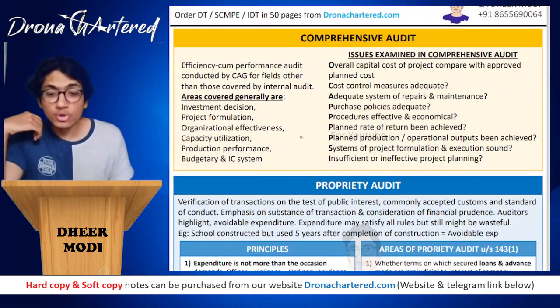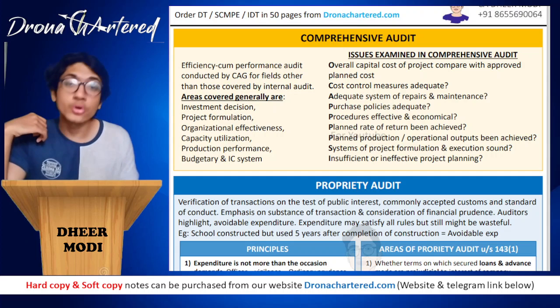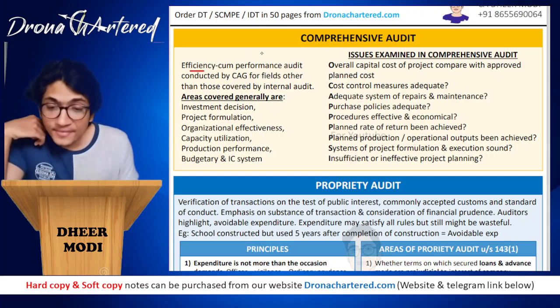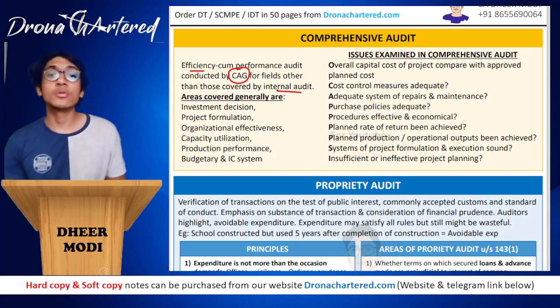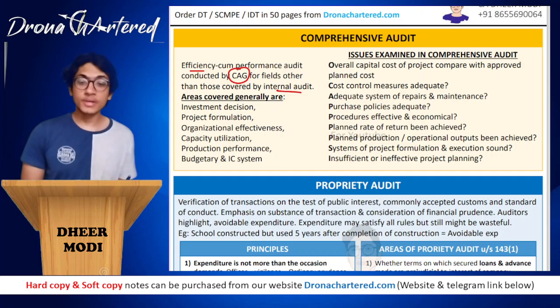Okay, next is your comprehensive audit. So comprehensive audit is your efficiency cum performance audit. It checks whether you are efficient or not. Efficiency cum performance audit is conducted by your CAG for fields other than those covered by internal audit. So whichever fields are not covered by internal audit, they will be covered by the CAG in your comprehensive audit.